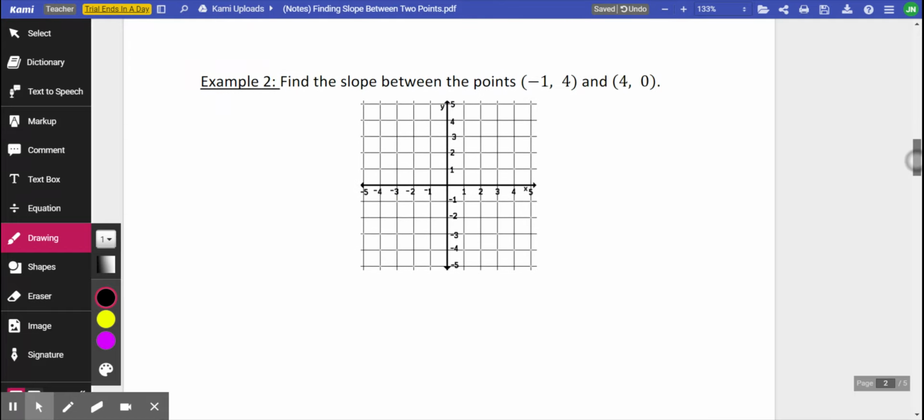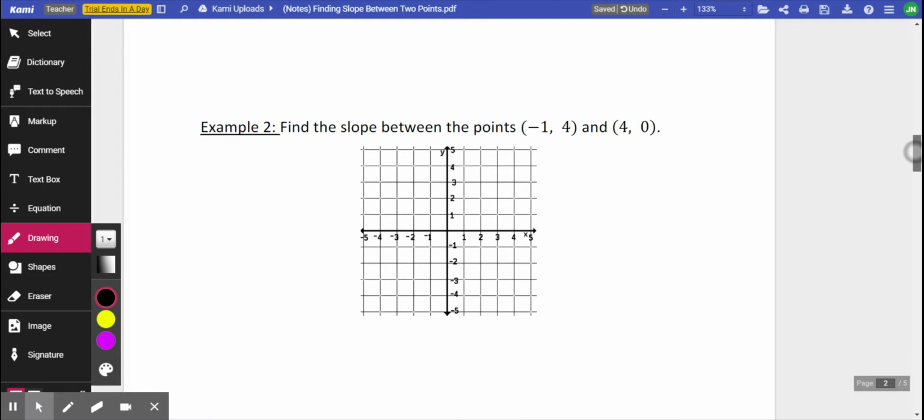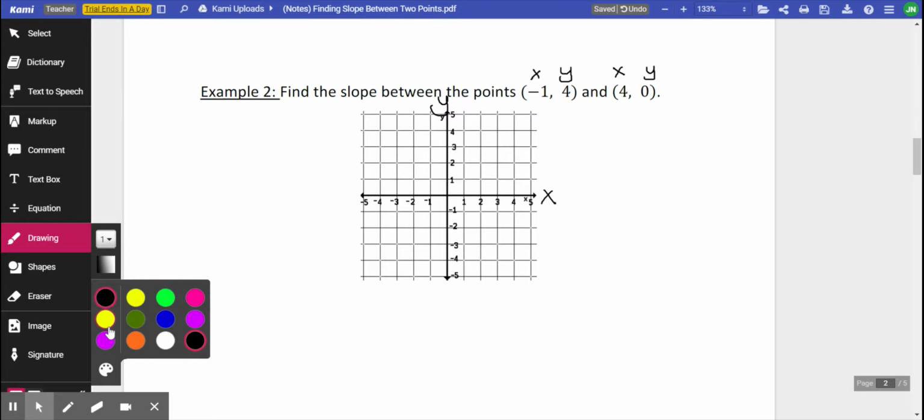Okay, let's do another example. So same idea here. We want to find the slope between the points -1, 4, and then 4, 0. So the first number corresponds to the x-axis. The second number corresponds to the y. Same for these 2 points. Remember that the x-axis is the horizontal line, left and right, and then the y-axis is the vertical line, up and down.